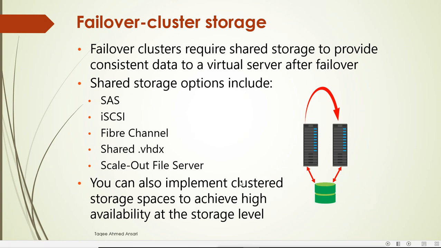So suppose I want to configure a mirror volume. For a mirror volume I need at least 2 physical storage devices. So I will use any of these 2 shared storage, and by combining those 2 shared storage I can configure storage spaces, and in storage spaces I can configure the mirror volume. So it will give me high availability for the storage also, the storage which is available for the cluster.